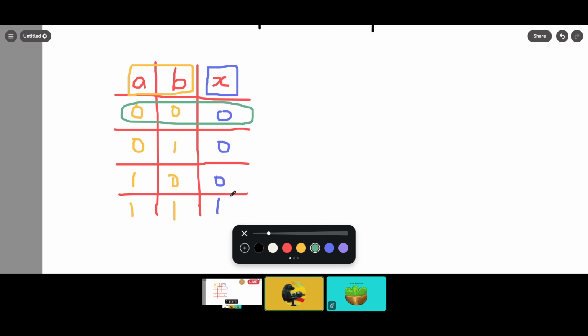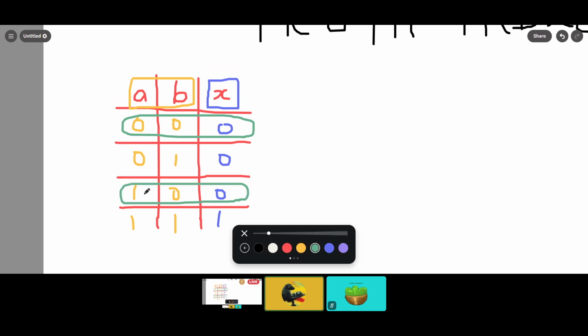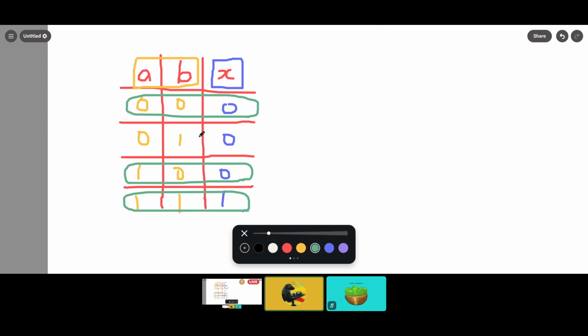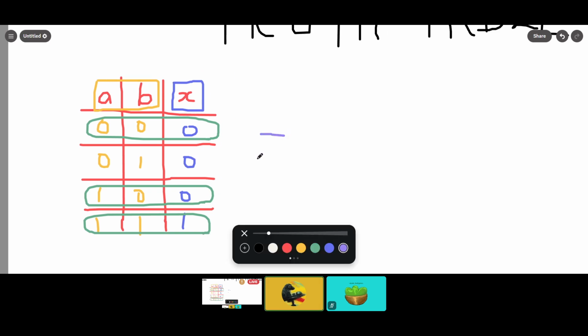Let's look at another one. When A is 1 and when B is 0, X will be 0. And then the last one: when A is 1 and B is 1, X is also 1. So this is how you read the truth table. And fun fact, this truth table actually describes an AND gate. It describes an AND gate.